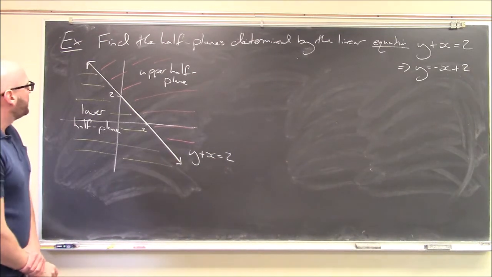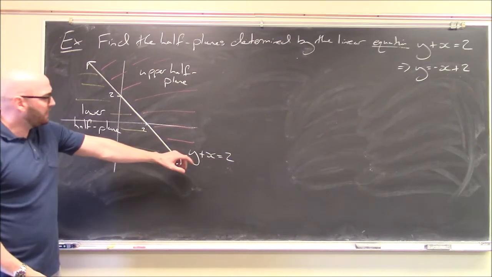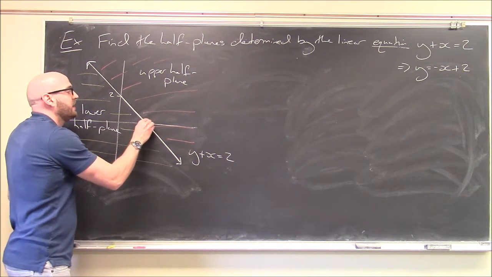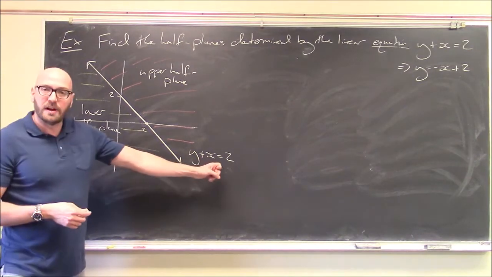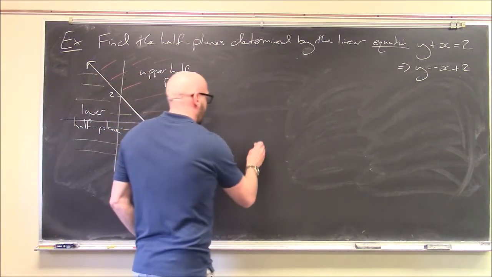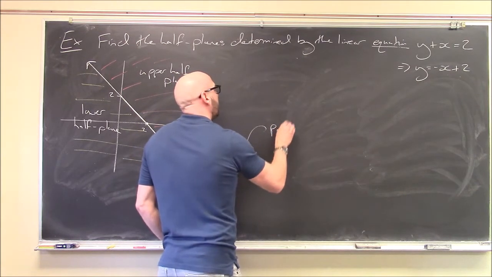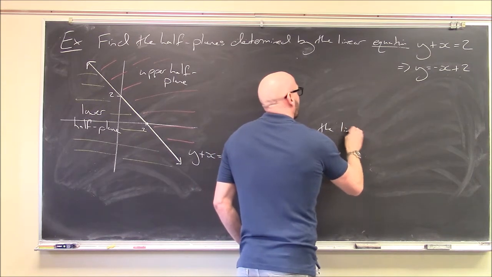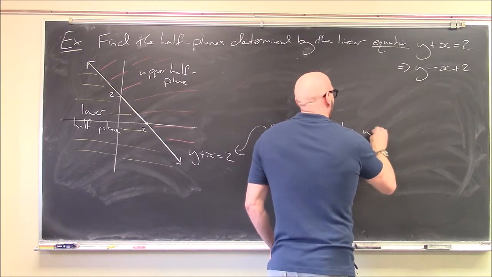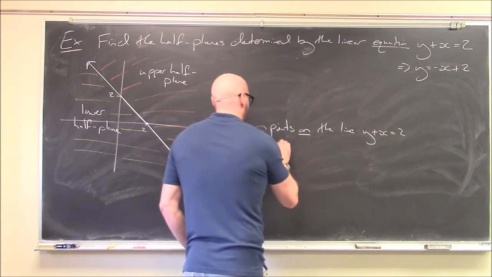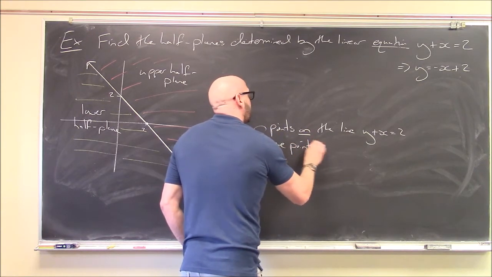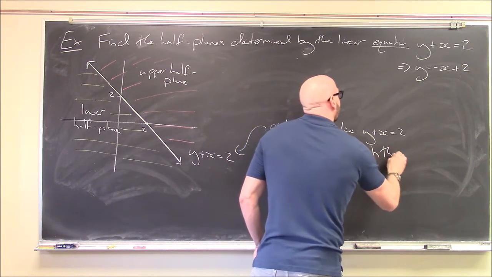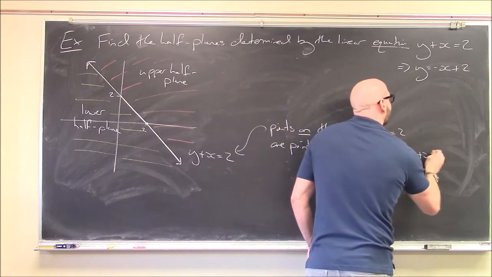Okay, suppose though, what does it mean to be on this line? If you're a point on this line, that means your coordinates x and y satisfy this equation, right? So points on the line are points with coordinates x and y such that y plus x equals 2.